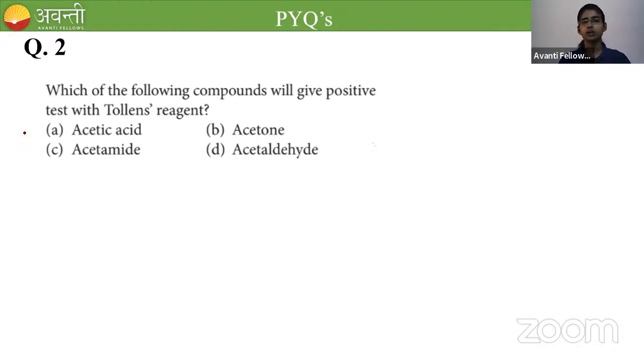Which of the following compounds will give a positive test with Tollens reagent? Acetic acid, acetone, acetamide, and acetaldehyde. So try to find out the answer fast. I'll give you 10 to 15 seconds. It's an easy question. Tollens reagent is used to test for aldehydes, right? So what could be the answer? Option A, B, C, or D?